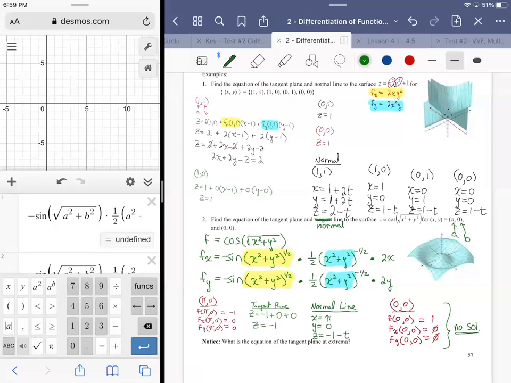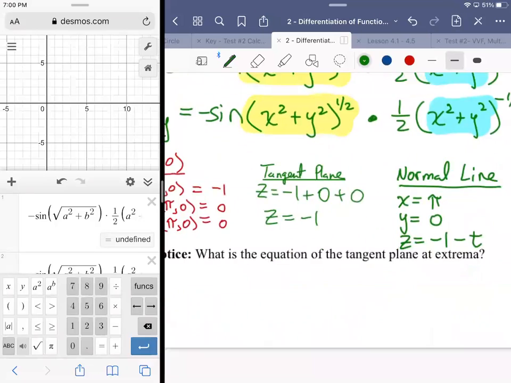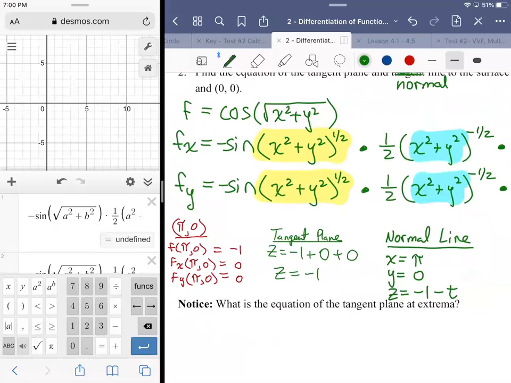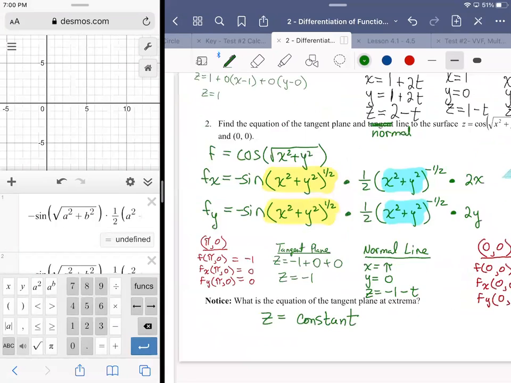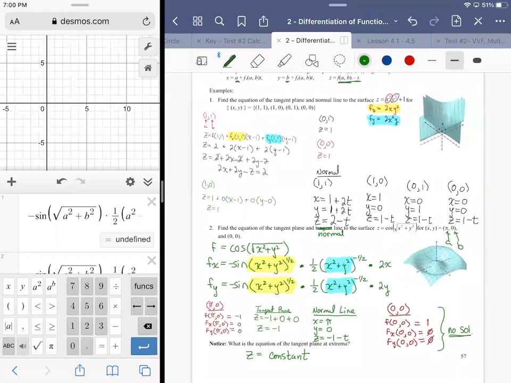Right. Well, anyway, so the notice at the bottom: what is the equation of a tangent plane at extrema? Not really so much what is it definitively, it's what form would it be in if z equals some constant. All right, you write z equals c, where c is a constant, but I figured you'd probably be all right with this shorthand way of writing it. All right. So what we're looking at is an extreme value.